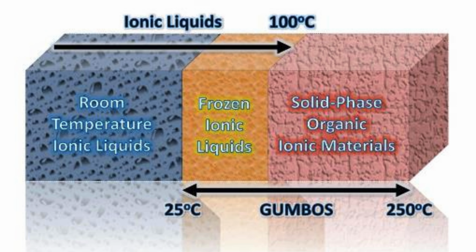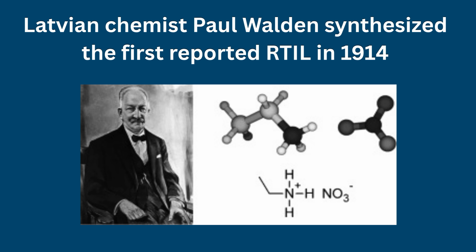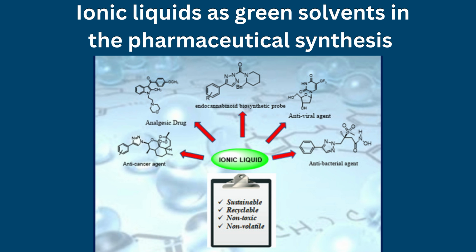Ionic liquids are broadly defined as salts that exist in the liquid state, typically at or near ambient temperature. Unlike traditional molten salts, which require high temperatures, for example, sodium chloride melts at 803 degrees Celsius, RTILs remain liquid below 100 degrees Celsius because of large, asymmetric ions that reduce lattice energy. The first reported RTIL, ethylammonium nitrate, melting point 12 degrees Celsius, was synthesized in 1914, but widespread interest emerged only in the late 20th century with the development of air and moisture-stable systems.